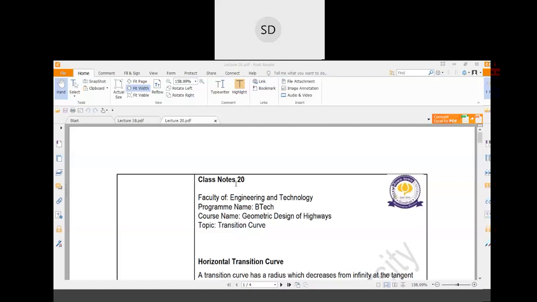So in our previous class, we discussed the length of the summit curve, how the length of the summit curve is calculated, and we have some numericals on that calculation. Now you know that there are two types of vertical curve. One is summit curve, and another one is valley curve.